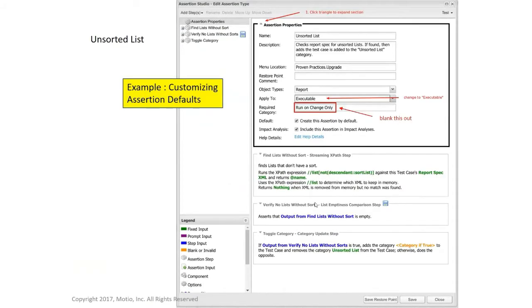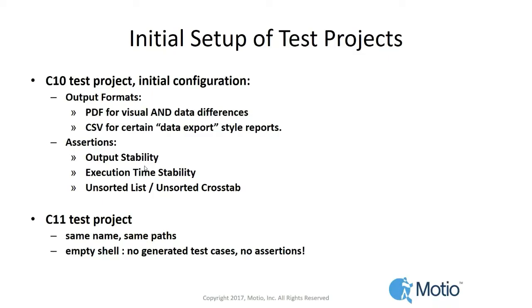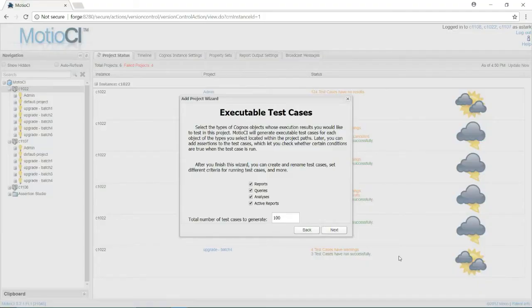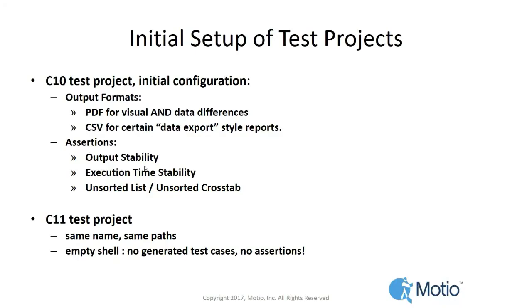This is an example of changing the unsorted list. Again, we're just going to change a few of these properties so we can bundle it together with our existing executable test cases. So once we've set up our defaults for the assertions that we're going to be using heavily, now we'll proceed to setting up our first test project.